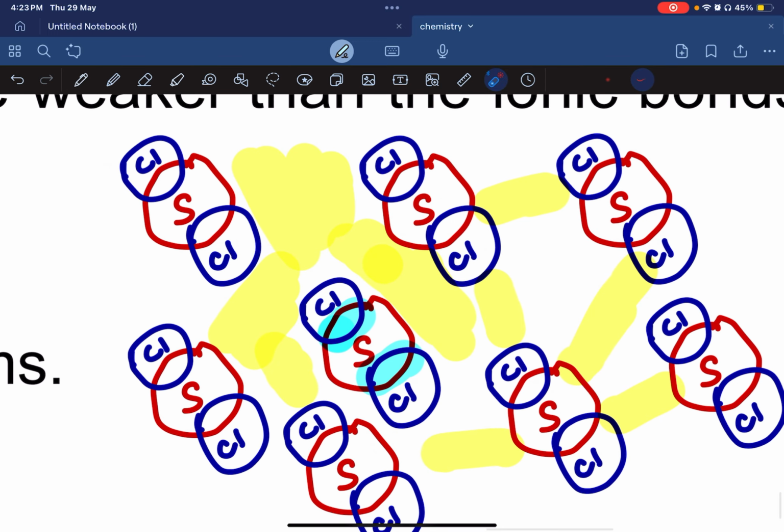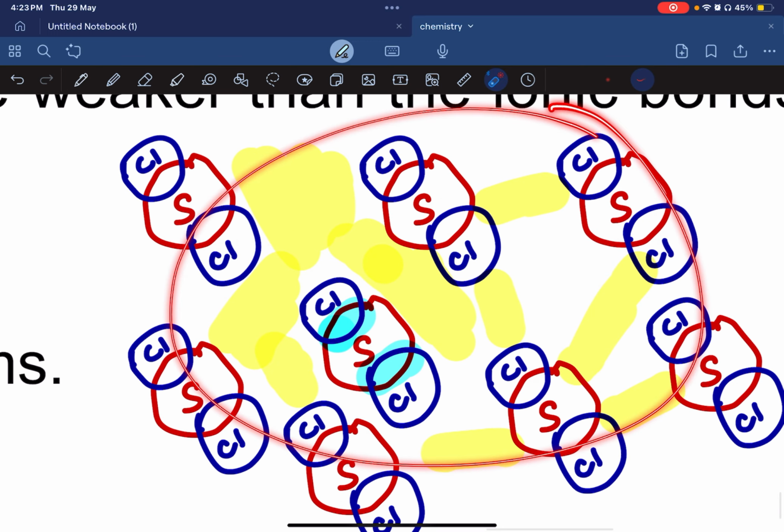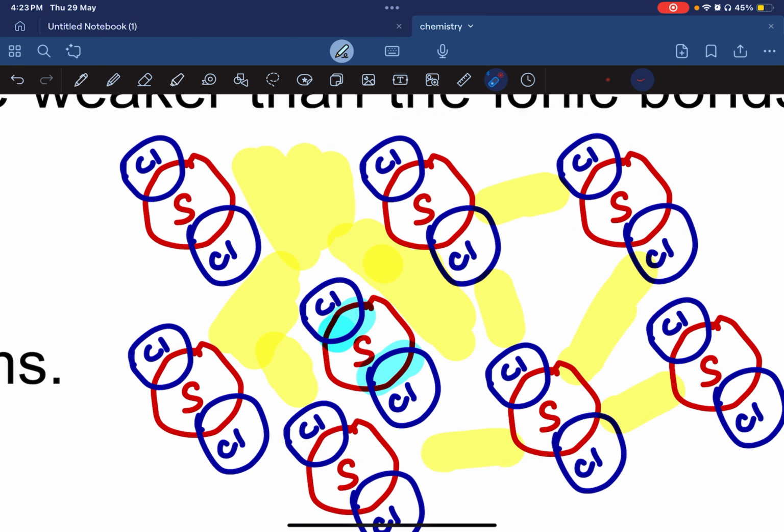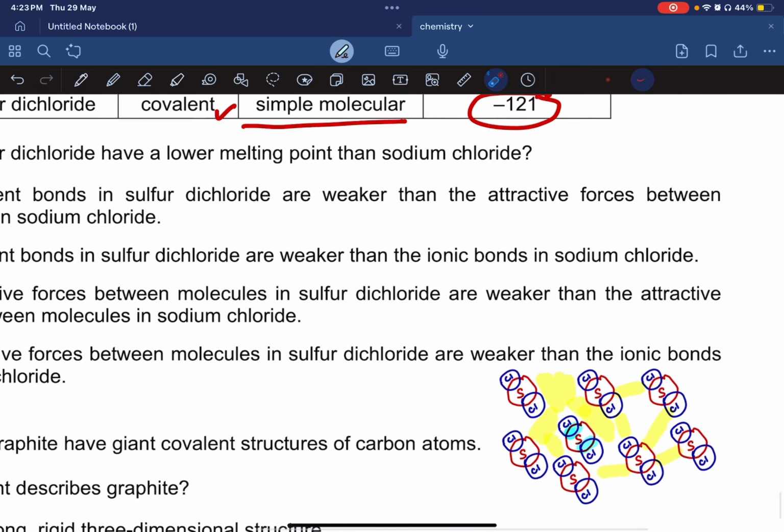So that was a very important concept I guess most people struggle with. They think that you're trying to break the covalent bonds. The covalent bonds are very strong, so you cannot just break them. What you're breaking is this thing. I hope that was clear.